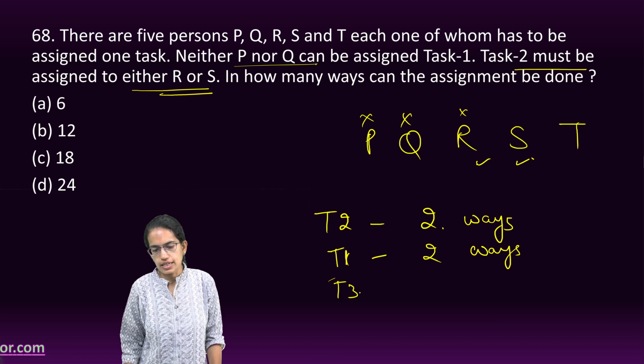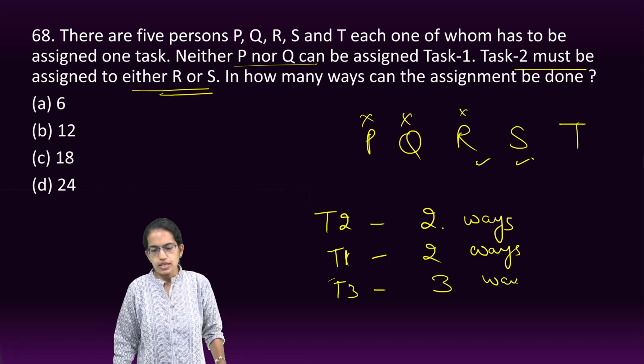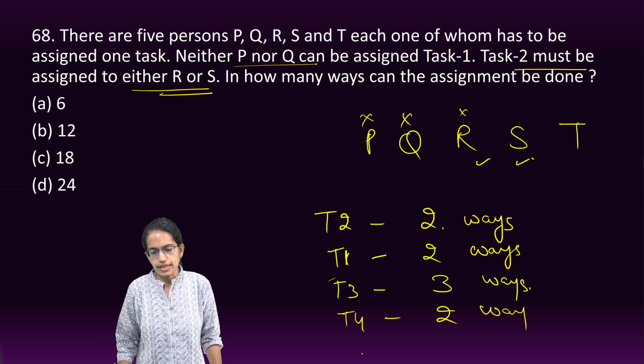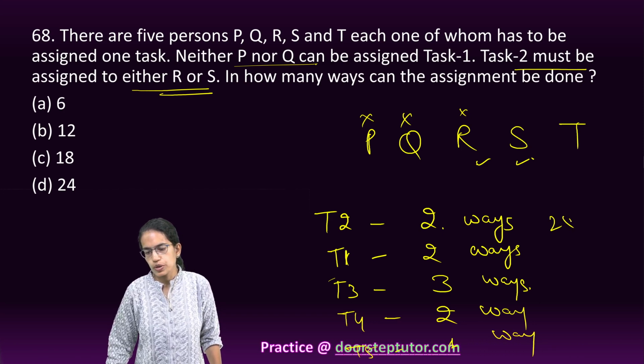Then task 3 can be assigned in 3 ways. So 2 people already occupied, so 3 ways task 3 can be assigned. Task 4 remaining 2 ways. And task 5, the only person who is left, so 1 way. So 2 into 2 into 3 into 2 into 1.